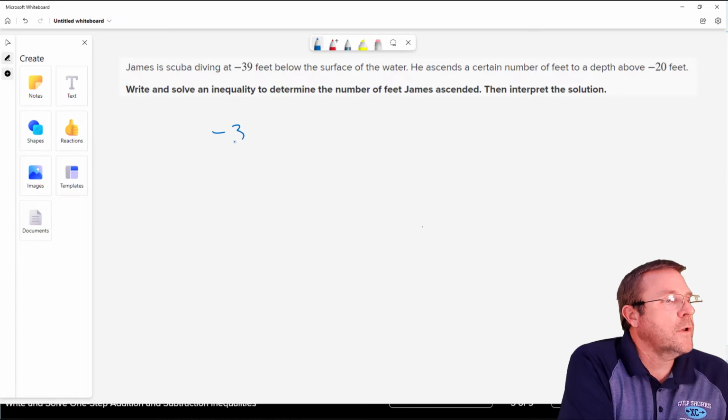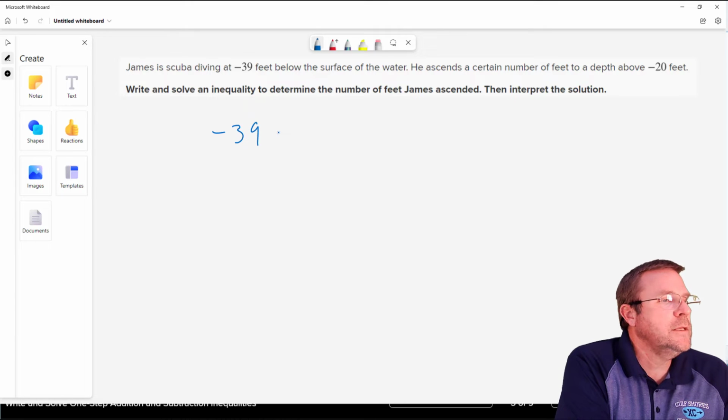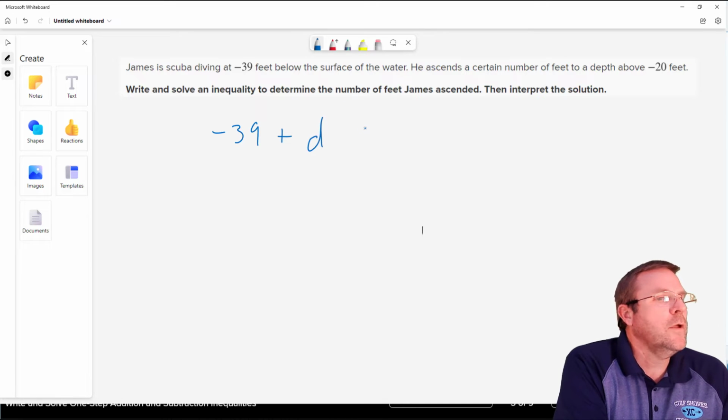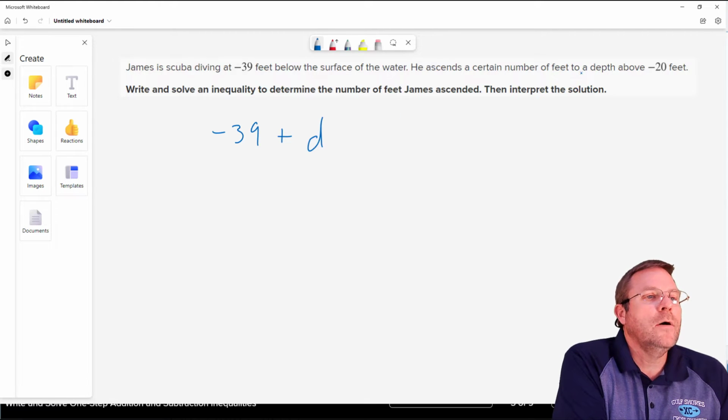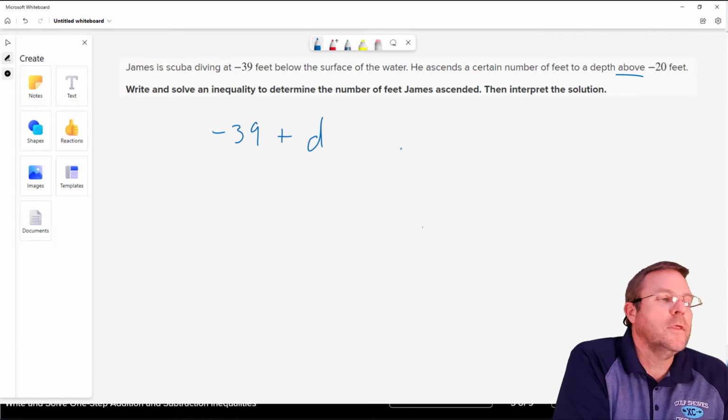I'm sorry, negative 39. And then from there, we know that he ascended some distance, so we're going to call that, I don't know, D. And then from there, we're going to say that at that point he was above negative 20 feet. Okay, it will be an inequality because of the above. That means he's going to be at greater than negative 20 feet.